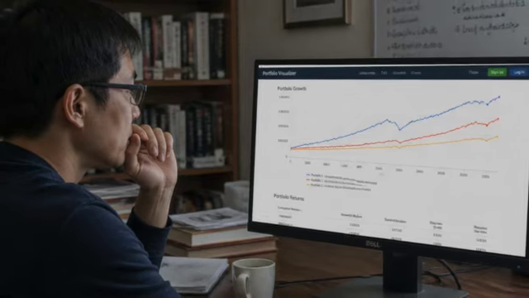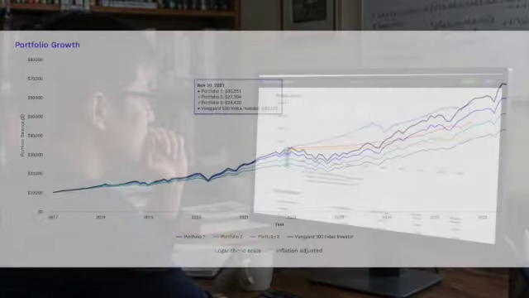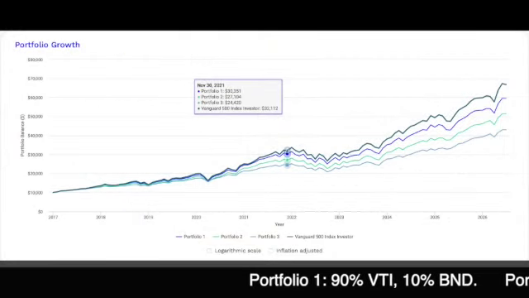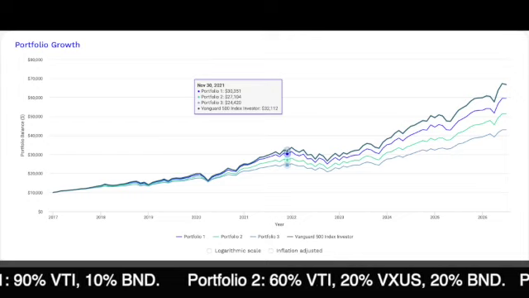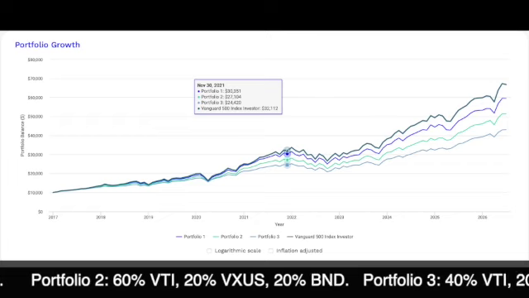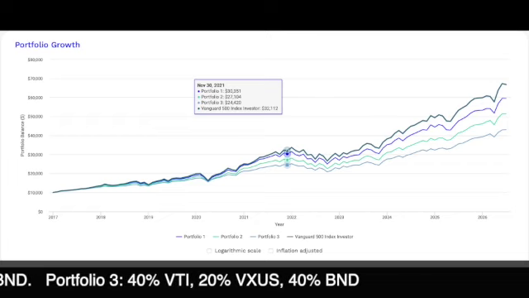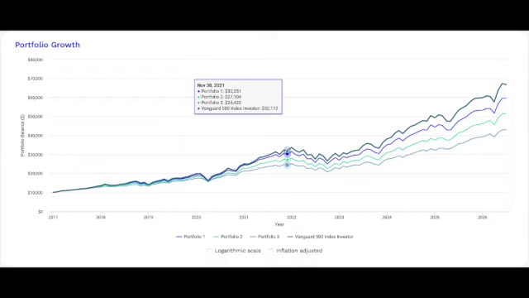Let's make this practical. I compared three example portfolios using Portfolio Visualizer. Portfolio 1, 90% VTI, 10% BND. Portfolio 2, 60% VTI, 20% VXUS, 20% BND. Portfolio 3, 40% VTI, 20% VXUS, 40% BND. First, look only at the growth curves. Notice something interesting. All three portfolios grew substantially over time, but they didn't grow in exactly the same way.